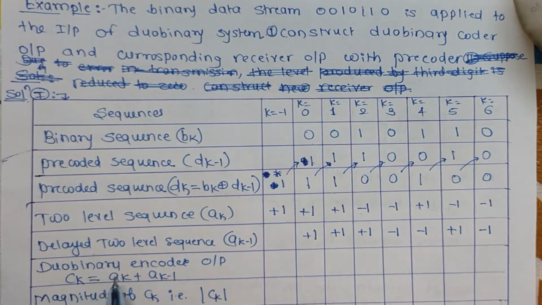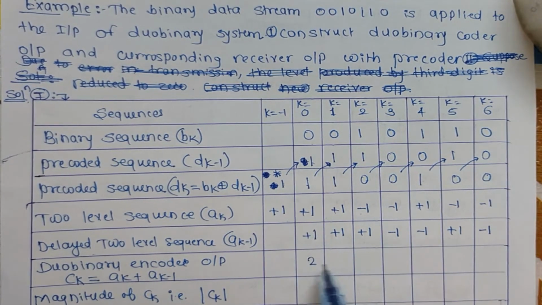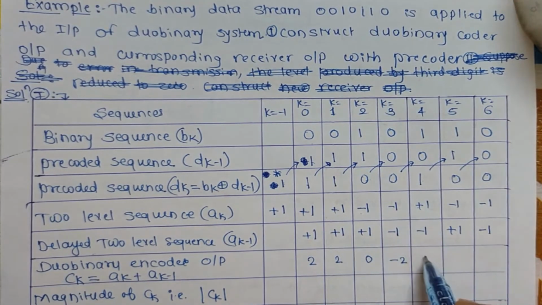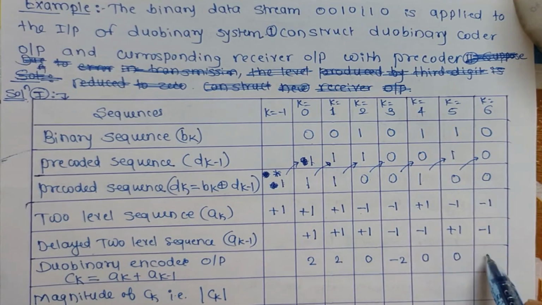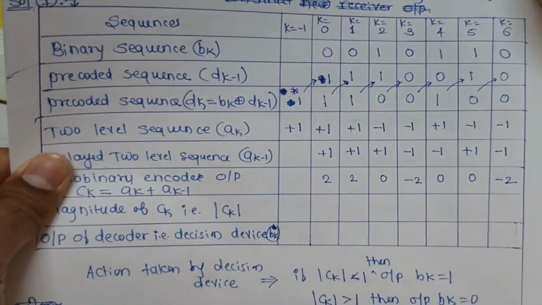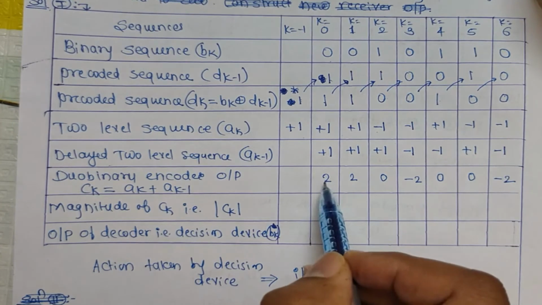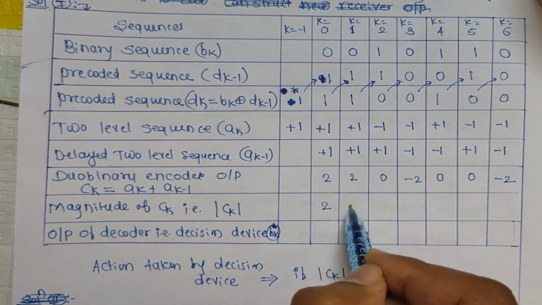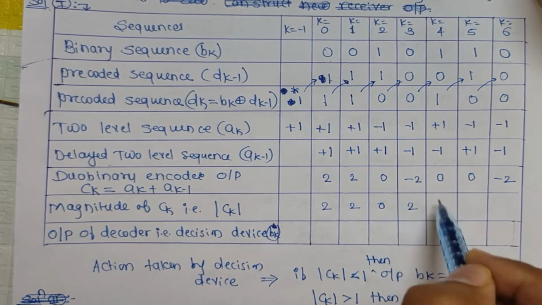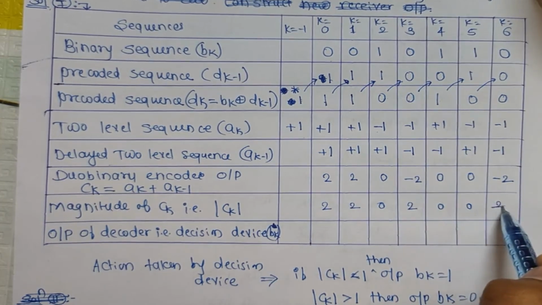Now the next is to write the final encoded output c_k, and c_k is nothing but a_k plus a_(k-1), this is the adder. So we make the addition of these two. 1 plus 1 is 2, 1 plus 1 is 2, 1 minus 1 is 0, minus 1 minus 1 is minus 2, 1 minus 1 is 0, minus 1 plus 1 is 0, and this is minus 2. Now next is to write the mod of c_k, which means its modulus value. Modulus of 2 is 2, 2, 0, 0, minus 2 modulus is plus 2, 0, 0, 0, and minus 2 mod is plus 2.